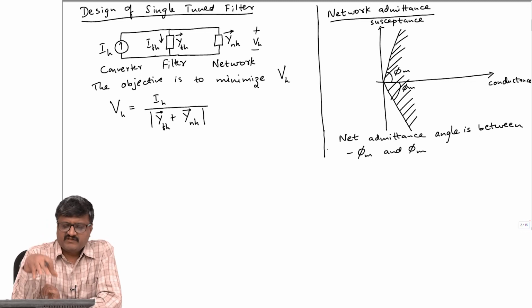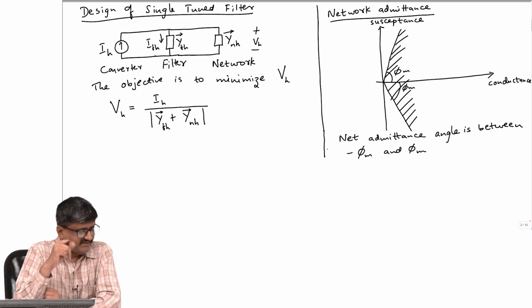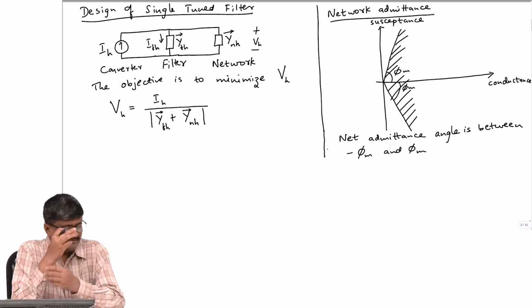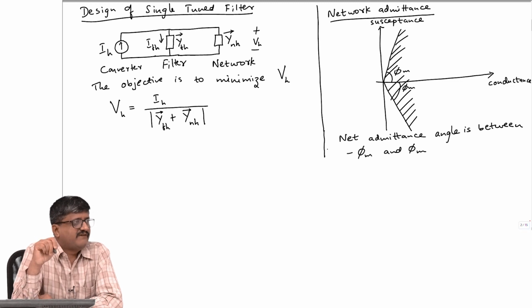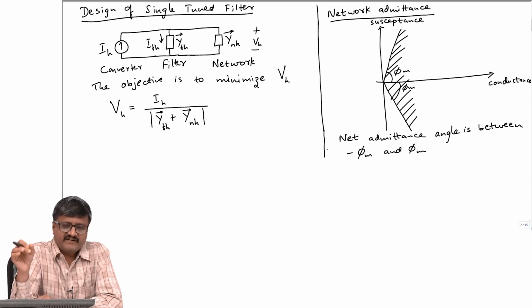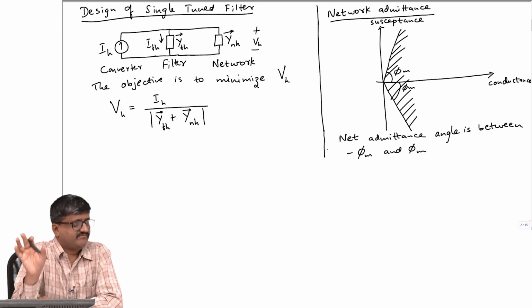So, we just saw that the objective is to minimize VH as far as the performance is concerned. Now, when we try to minimize VH, please note what is under the control of the designer. So, when I say design of single tuned filter, the only values which the designer will decide are L, C and R, nothing more than that. Okay. When it comes to network, the designer has no control over the network. Designer has, of course, no control over IH. IH is known. We know what is the harmonic current in the converter.